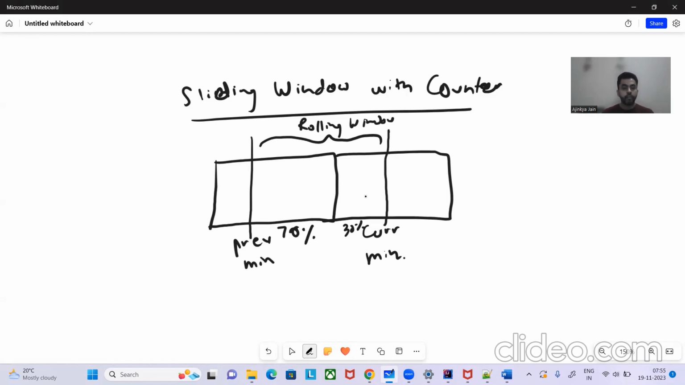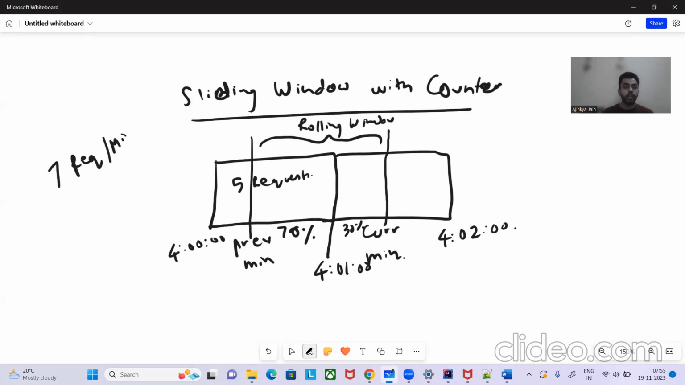It works on a bit of approximation. For example, say this was 4:01:00 and this was 4:02:00. In the previous minute, five requests were accepted, and our system allows seven requests per minute. So far there were two requests in the current window, and at the 18th second of 4:01, another request came.